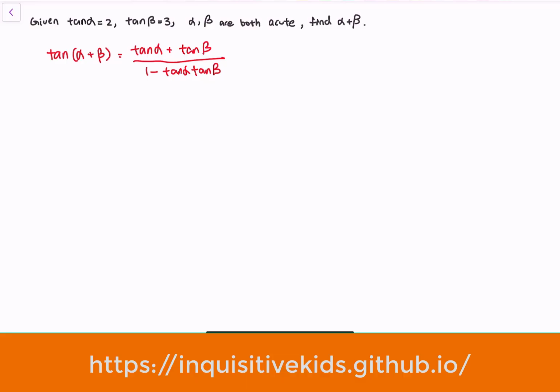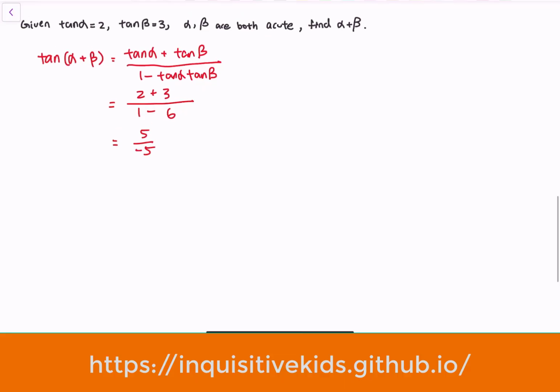So knowing this, we can do many things. We already know what tan alpha and tan beta are. That's the same thing as 2 plus 3 in the numerator. And in the denominator, we have 1 minus 6. So we're left with 5 over negative 5, which is equal to negative 1. This means that tangent of the sum of these angles gives us negative 1.